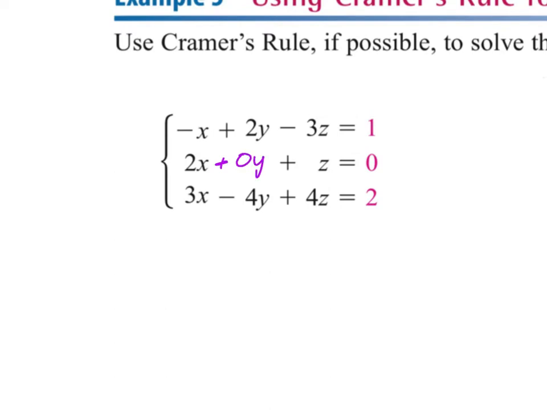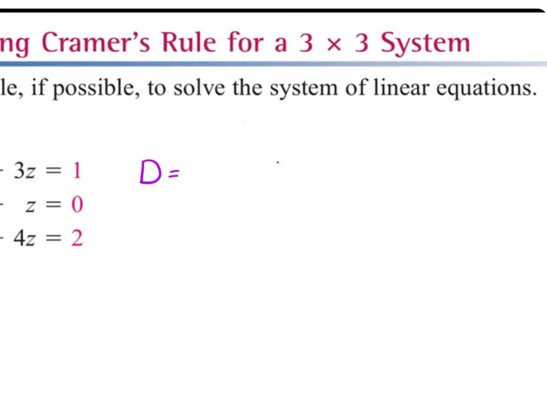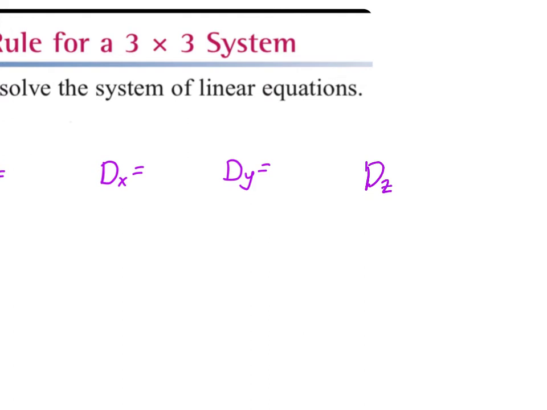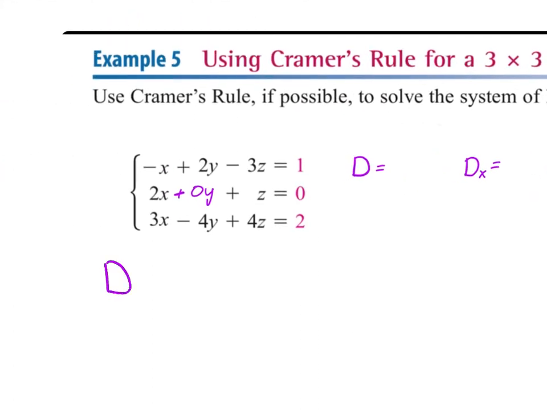How many determinants are we going to find here? Four. I have to find the coefficient matrix determinant. I have to find d sub x. I have to find d sub y. And I have to find d sub z. Kind of annoying, I know, but we'll get through it. So here's my coefficient determinant. I have negative 1, 2, 3, 2, 0, negative 4, negative 3, 1, 4. Did I write everything correctly?